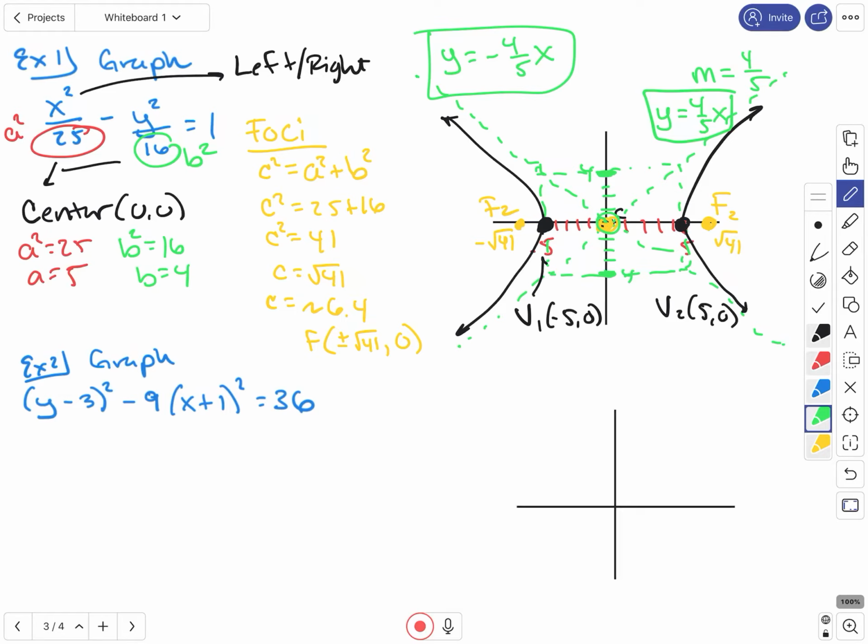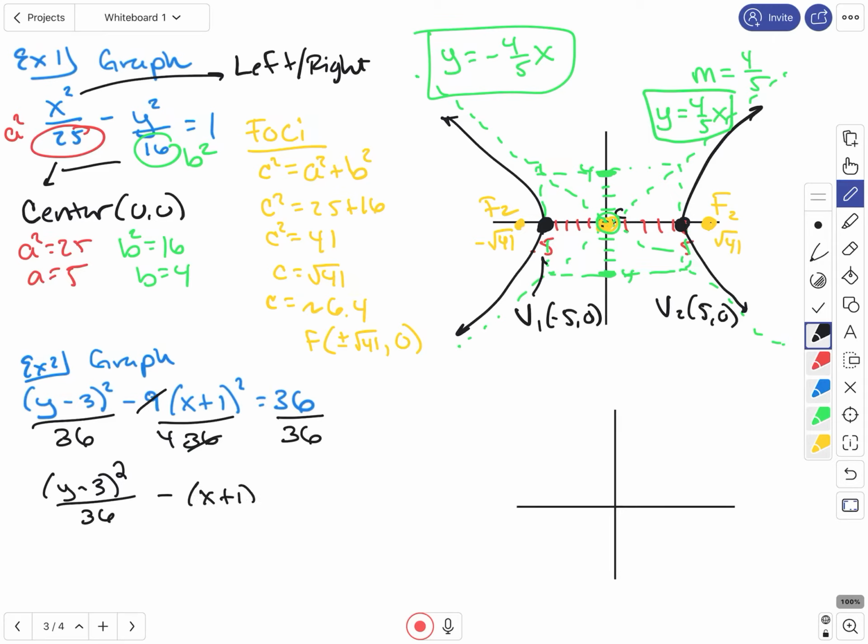Okay, let's go on to example 2. Example 2 is okay, except it's not equal to 1. It's equal to 36. So I have y minus 3 all squared minus 9 times x plus 1 quantity squared equals 36. I need it equal to 1. So just like when we were doing the ellipses, I'm going to divide everything we have by 36. So now we have y minus 3 all squared over 36. 9 and 36 reduced to a 4 in the bottom, so x plus 1 all squared over 4. And 36 over 36 is 1.